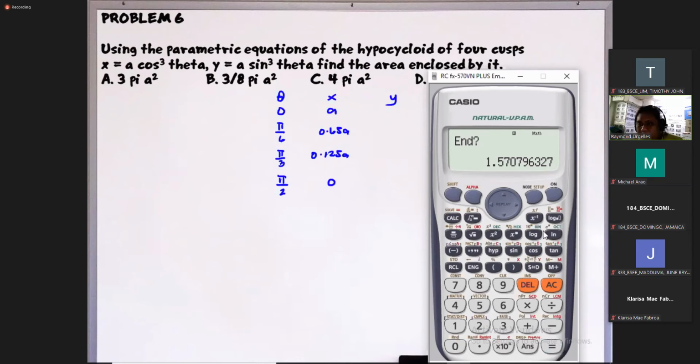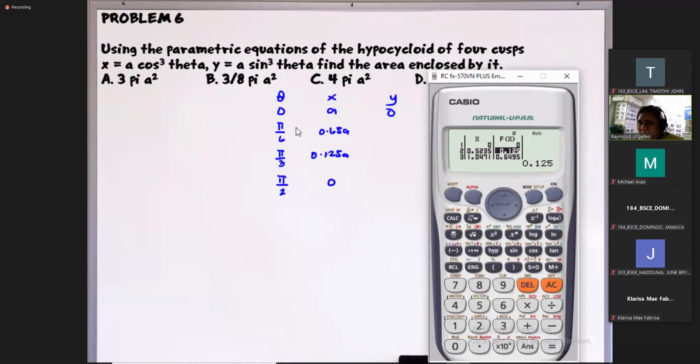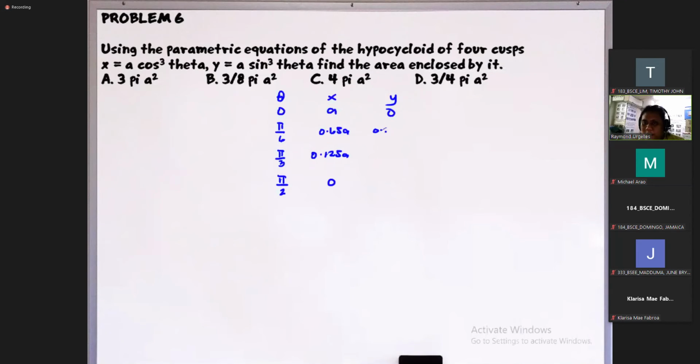Okay? So tapos ganun pa rin, start is 0. Ang end natin is pi over 2. So tapos ang step natin is pi over 6. Okay? So then we get this one. Okay? So pag theta is 0, so then y natin is 0. Pag theta is pi over 6, so this is 0.125.